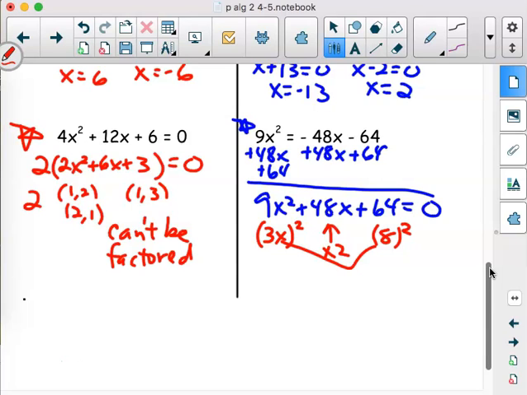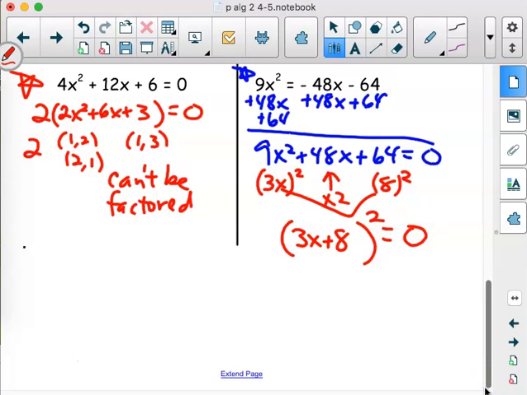3x times 8 is 24x, and 24 times 2 is 48. That makes it a perfect square trinomial. So that means we can write one binomial squared for this one. So what goes in the parentheses? 3x plus 8. It does.